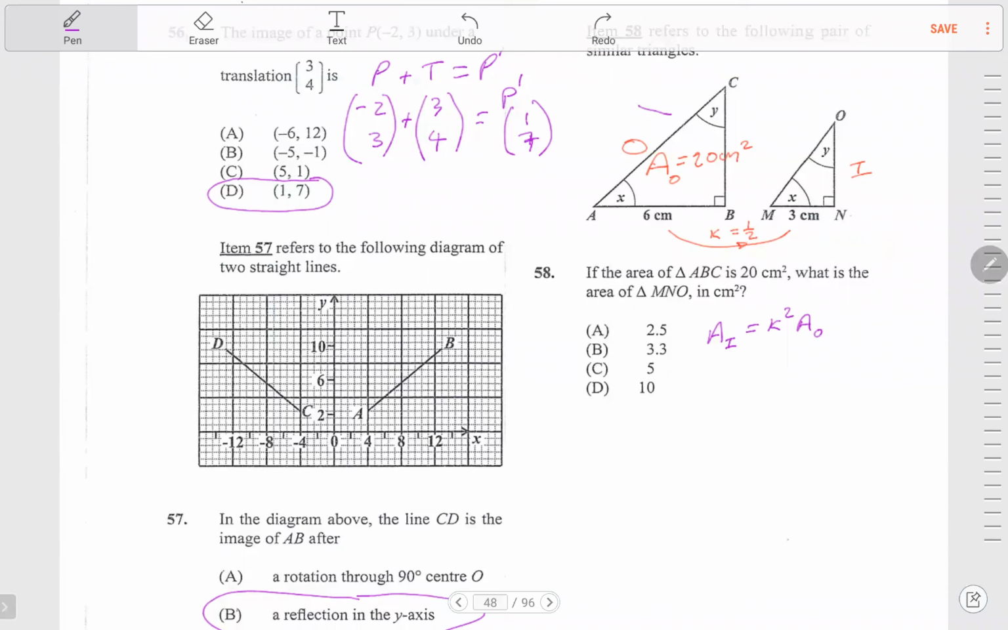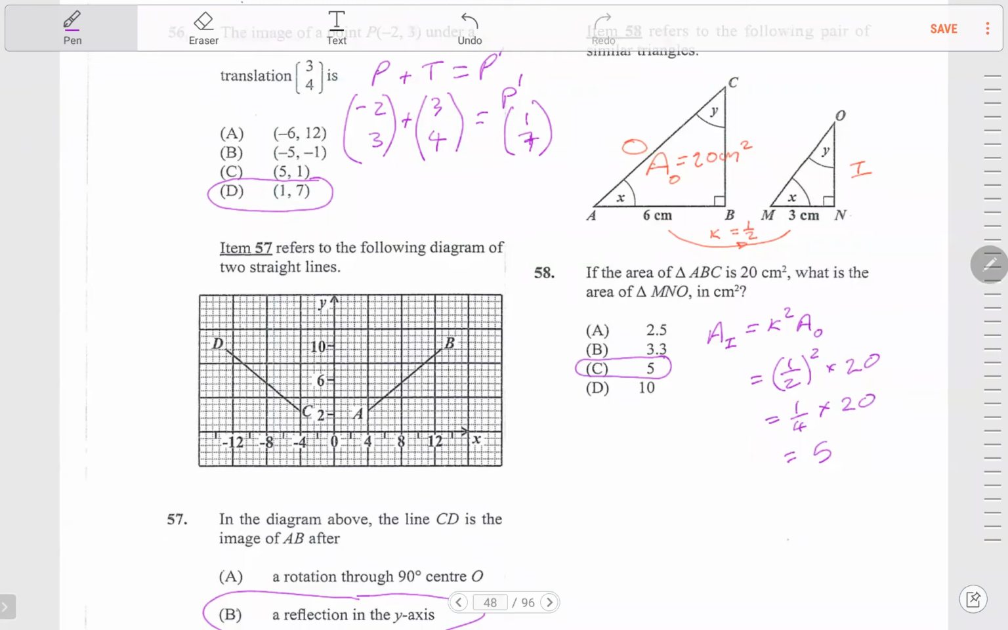They're asking us for the area of the image. So basically it would be one half squared times the area of the object, which is 20. One half squared is a quarter, times 20. A quarter of 20 is 5. So the area of the image there is 5.